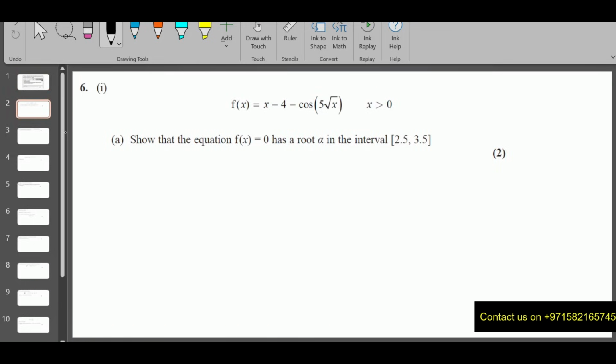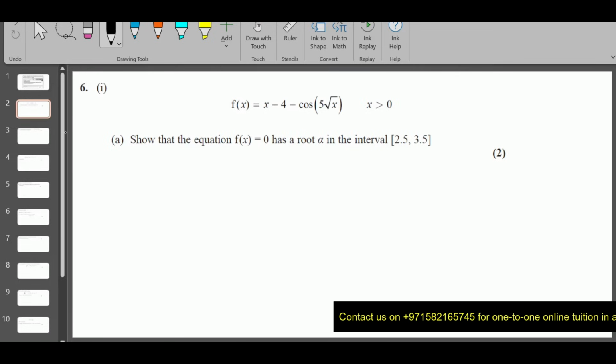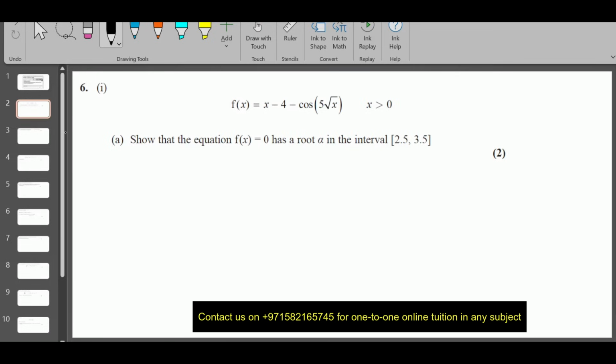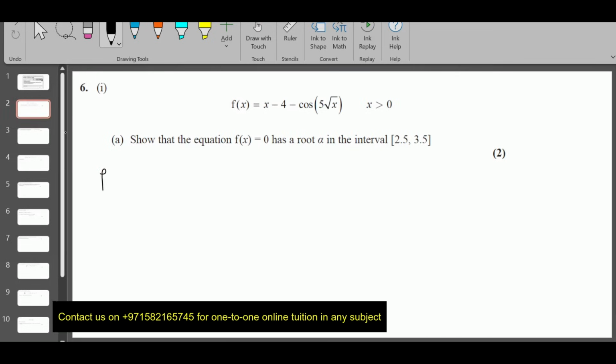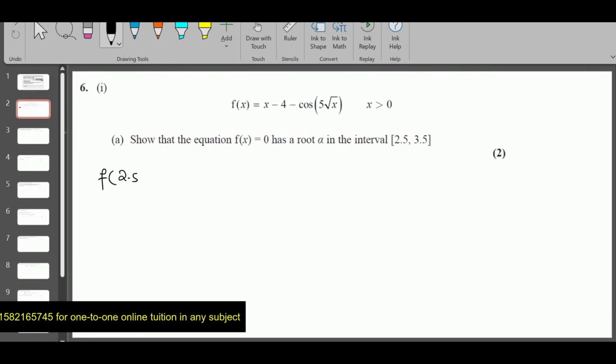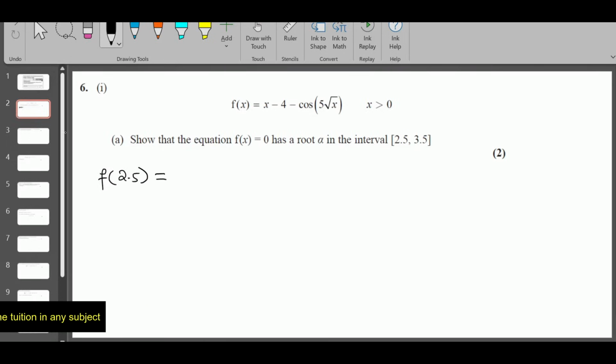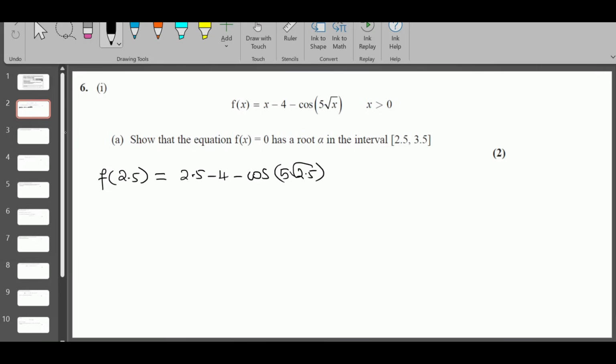We have a function given. Show that the function f of x equals 0 has a root in this interval. So basically, you need to sub in the points into the function, but use your calculator in radian mode. x minus 4 minus cos 5 root of x. f of 3.5 is 3.5 minus 4 minus cos 5 root of 3.5. If there is a change of sign, that means there is a root.